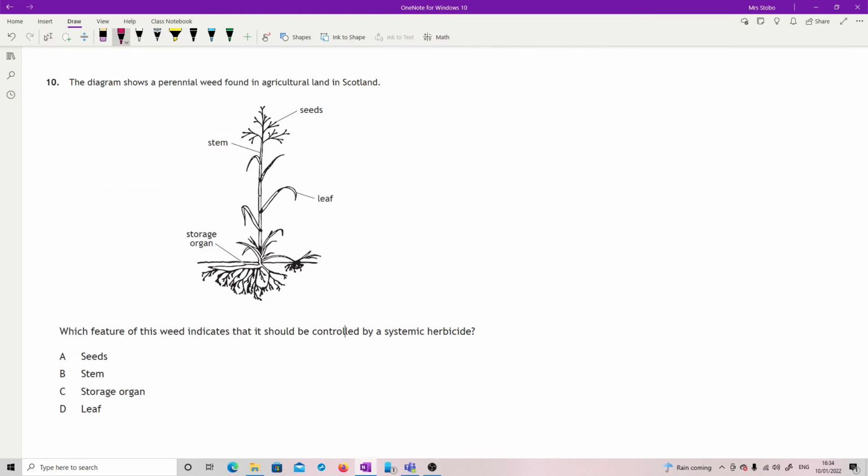Question 10. Diagram shows a perennial weed found in agricultural land in Scotland. Which feature of this weed indicates that it should be controlled by a systemic herbicide? A systemic herbicide is one that moves through the entire structure of the plant from wherever it is actually applied. And this is your problem. What we need is something that if you attach it onto the leaf, whatever toxin it is, then spreads through the whole plant into the roots and into the storage organ, and makes sure that this cannot just regrow from killing off the leaves. So that's your problem. That's 1 to 10.